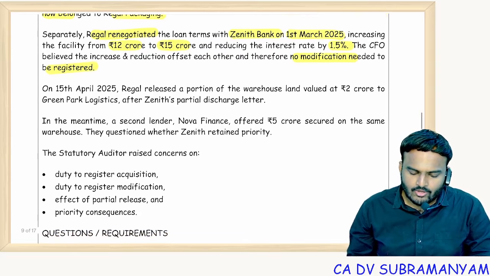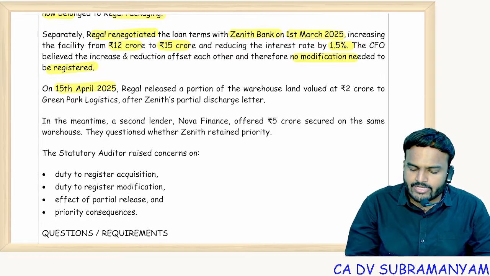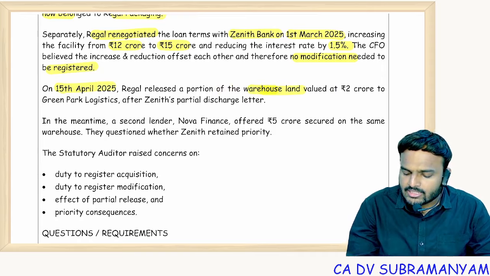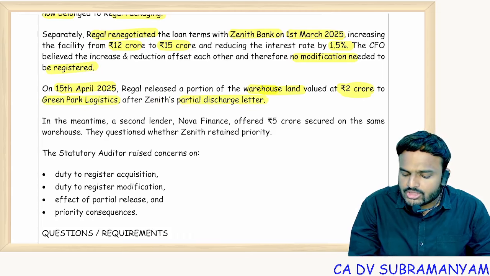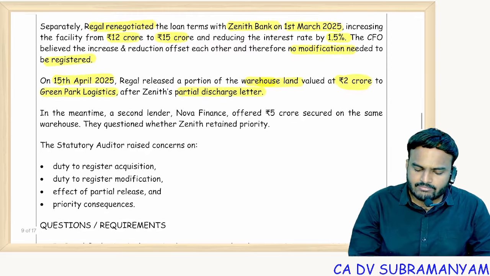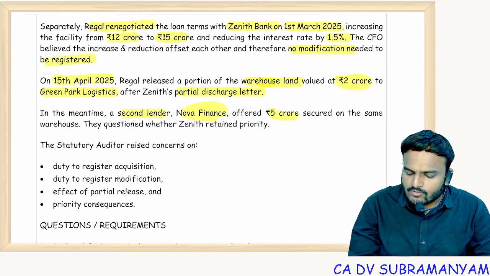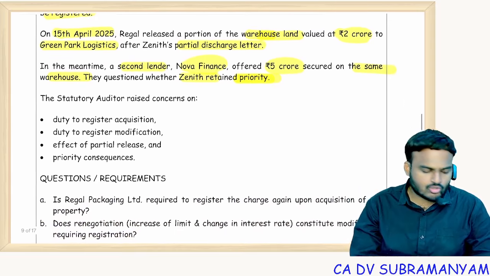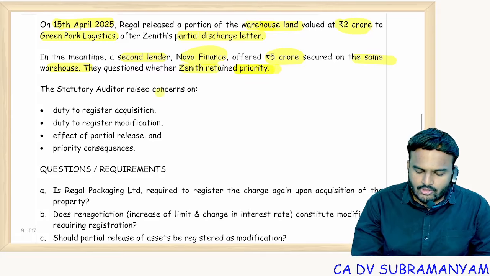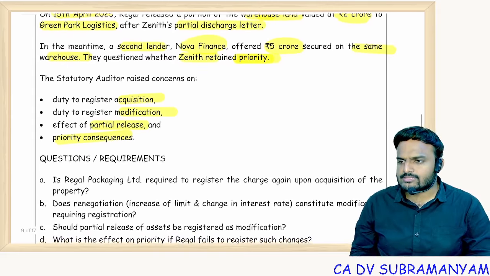Super. On 15th April 2025, Regal released a portion of warehouse land valued at 2 crores to Green Park Logistics after Zenith's partial discharge letter. In the meantime, a second lender, Nova Finance, offered 5 crores against security on the same warehouse. The question is whether Zenith retained priority or not, whether it is the first charge creditor or not. The statutory auditor raised concerns on the duty to register acquisition, modification, partial release, and priority consequences.